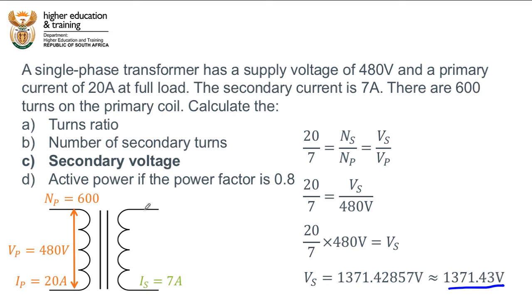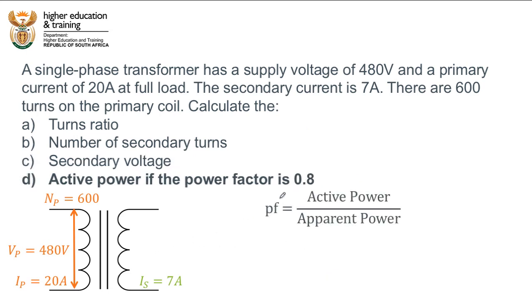So just as we expected, this is a step-up transformer. It has stepped the voltage up from 480 volts to 1,371 volts. And that makes sense to us because the primary current is greater than the secondary current. So this must be a step-up transformer. Lastly, let's have a look if we can find the active power if the power factor is 0.8.